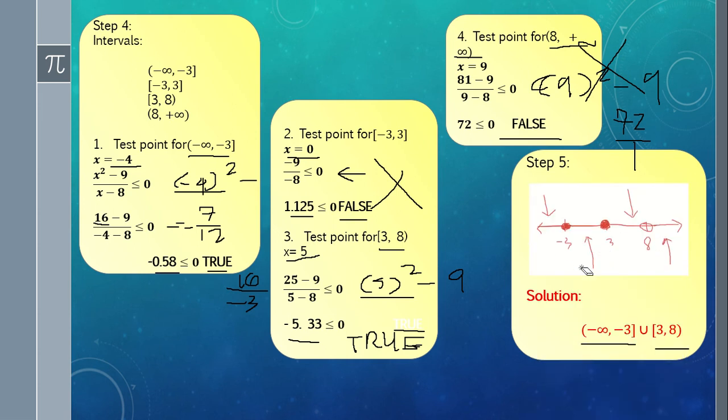Therefore, in our graph, the solution is negative infinity to negative 3, so this is shaded here. And then after that, 3 going to 8, so here. These two intervals are the only solutions, or part of the solution, of our original inequality, and this should be the last part of your answer.